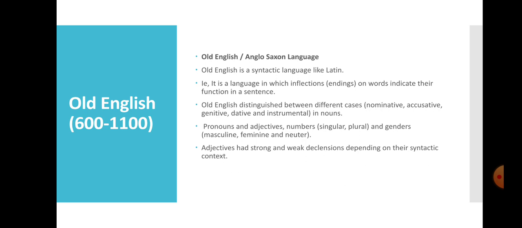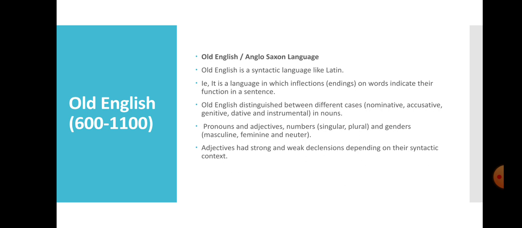Old English distinguished between different cases. They are the nominative, accusative, genitive, dative, and instrumental in nouns. Old English had 5 case distinctions. Pronouns and adjectives had numbers, singular and plural, and gender, masculine, feminine, and neuter. Adjectives had strong and weak declensions depending on the syntactic context. Strong and weak declension we discussed during the last session, in which we studied ablaut and umlaut.